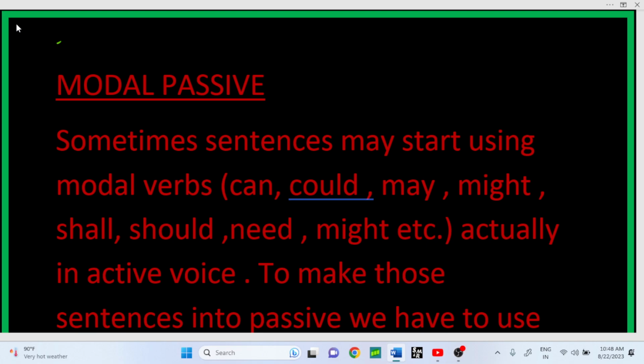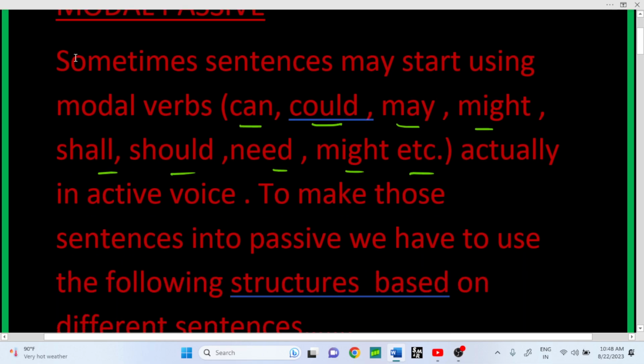See here, sometimes sentences may start using modal verbs just like can, would, may, might, shall, should, need, etc. Actually, these are the modal verbs because they are not regulated or controlled by any number, person or tense. They only denote the mode of the sentence or the verb. So they are the modal verbs.